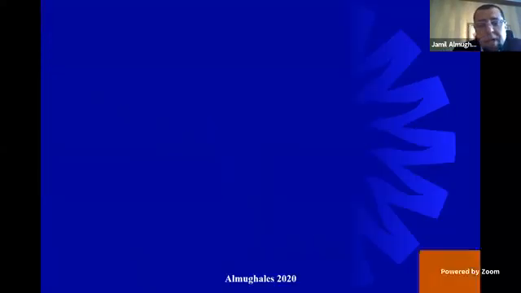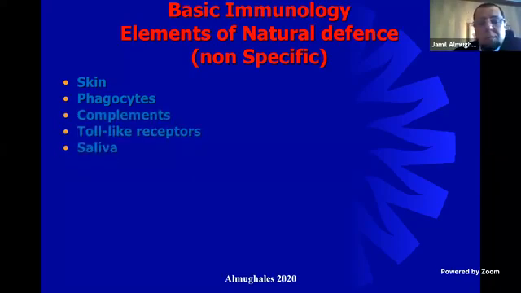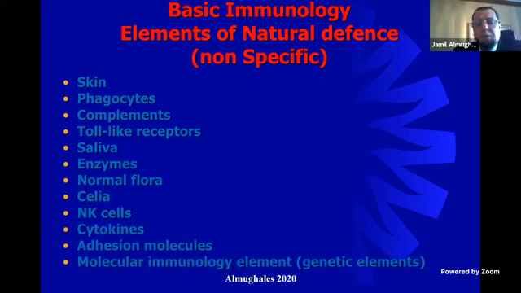These are the basic elements of the innate immune system. The first defense in our body is the skin, and then phagocytes, complement, toll-like receptors, saliva, enzymes, normal flora, cilia, NK cells, cytokines, adhesion molecules, and molecular or genetic elements. These are only the brief defense lines in the system called the innate immune system, or innate immune response.